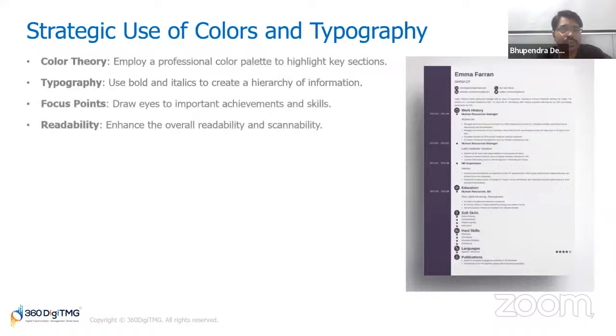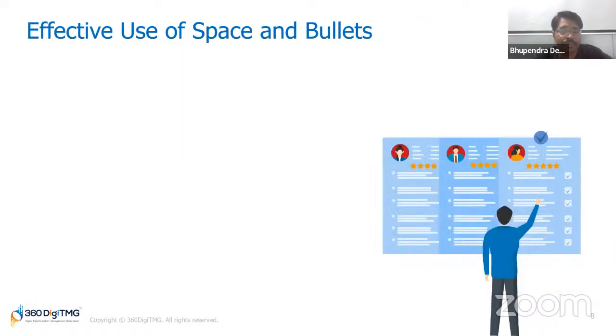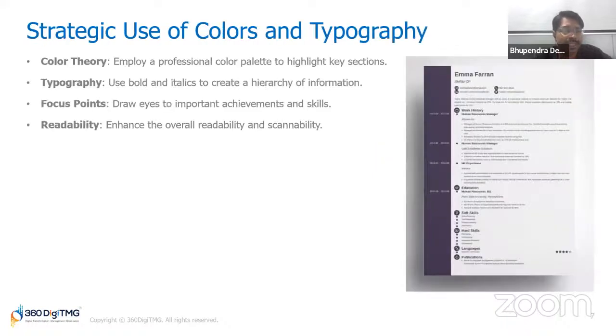Talking about strategic use of colors and typography, well, we should go for color theory. We should employ a professional color palette. Of course, for example, the purple color you're seeing is a professional color palette to highlight key sections. Typography, you can use bold and italics to create a hierarchy of information. With focus points, you can draw eyes to important achievements and skills. Talking about readability, you can enhance the overall readability and scannability.